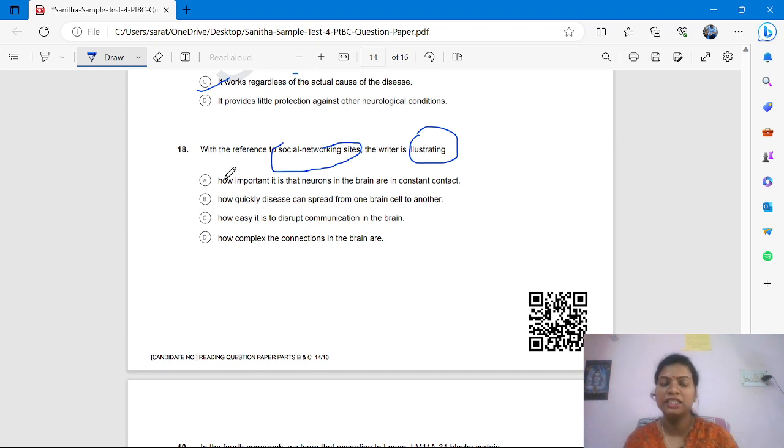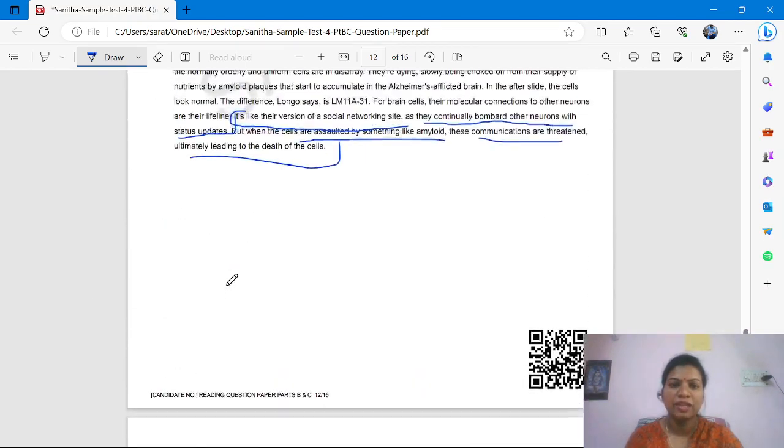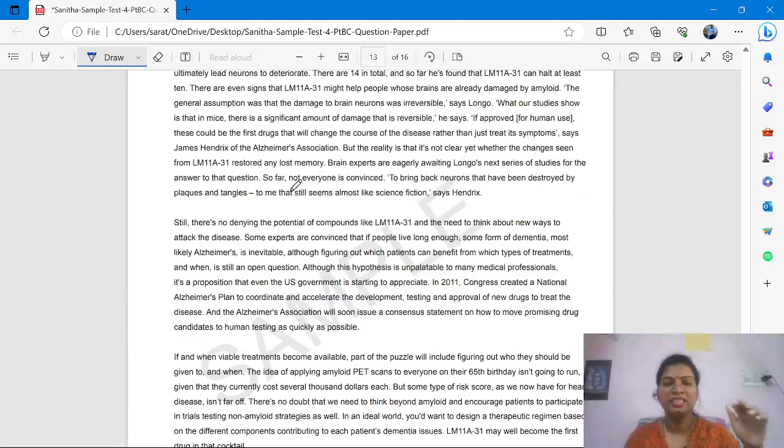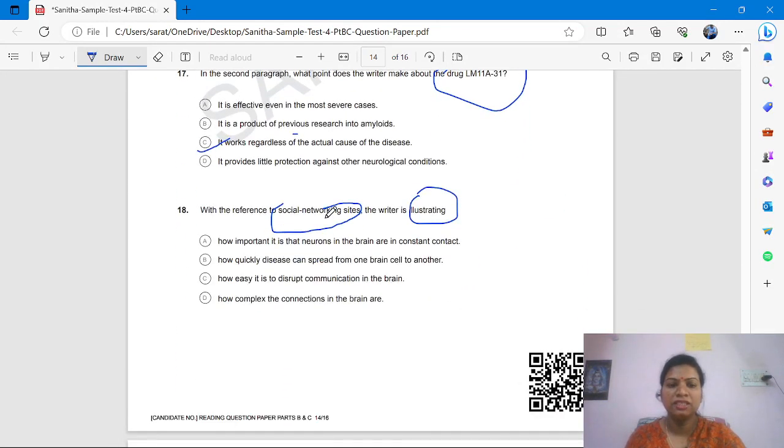We have to connect this option with the text. How important it is that neurons in the brain are in constant contact. Where did we get the answer here? It's like their version of a social networking site as they continually bombard other neurons with status updates. So this sentence is 100% matching with this option. So we have to mark it, and go to the next question.